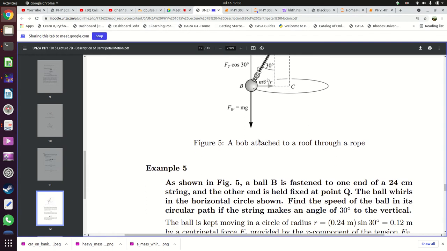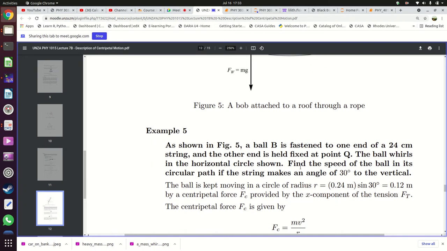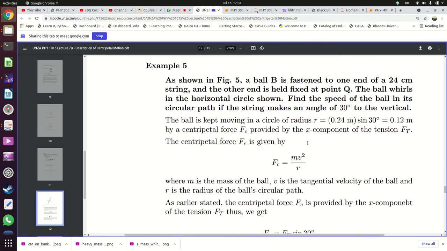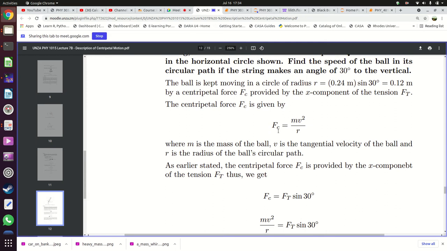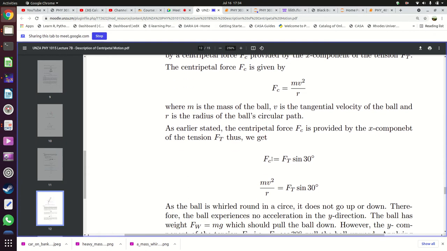Okay, so find the speed of the ball in its circular path if the string makes an angle of 30 degrees to the vertical. So we start with this bit. You've got your centripetal force FC equal to the mass of the ball times the velocity squared divided by the radius. But in this case, the centripetal force FC is being provided by the tension multiplied by sine theta, like this.